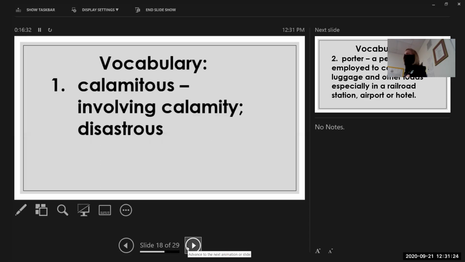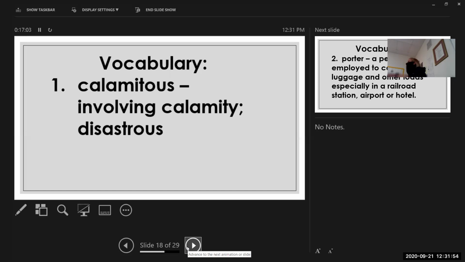Disastrous. Very good. So if you were not here on Monday, underneath your vocabulary tab, you want to write the word number 1, calamitous, and write this definition: involving calamity, disastrous. We are going to have a test or a quiz on Friday, and it will include information about autobiographical narratives, but it will also include this vocabulary. This is the only time you'll see it, so make sure you write it down so you can study it.